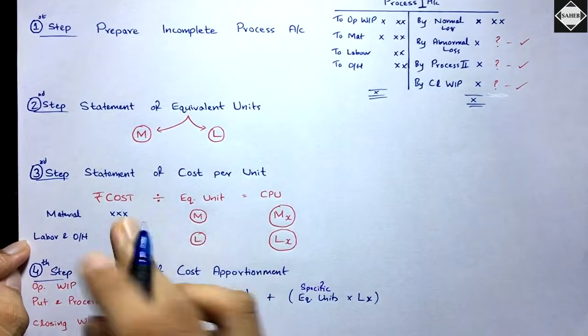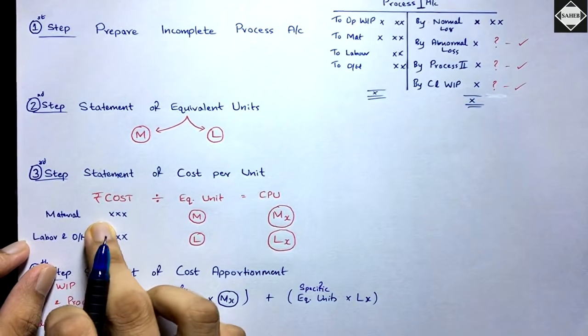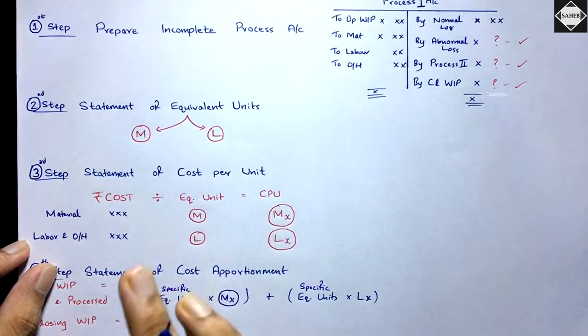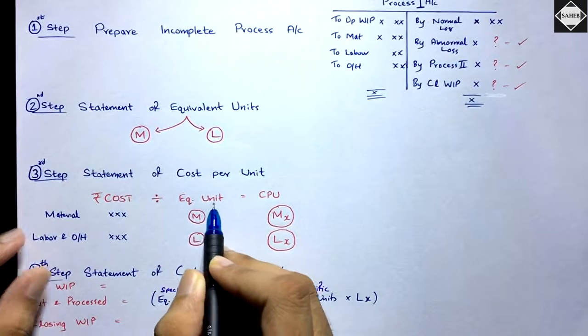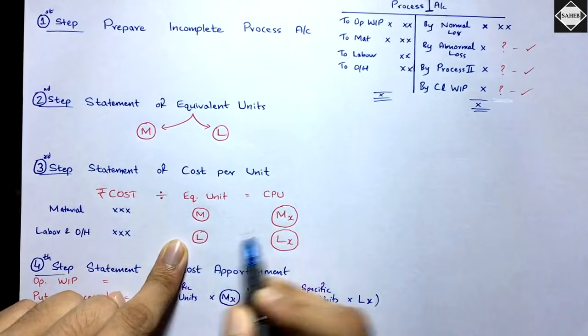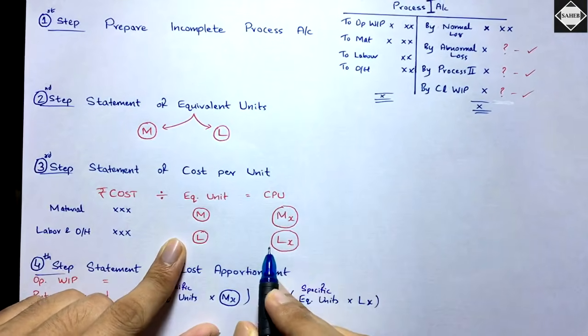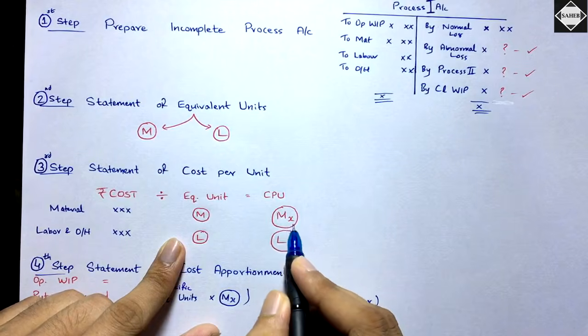Normal loss will be subtracted, I mean the scrap value will be subtracted. So some modification is there in the amounts, and then you're going to divide it by equivalent units, M and L. What you're going to get is CPU, cost per unit, and we will call that MX and LX.